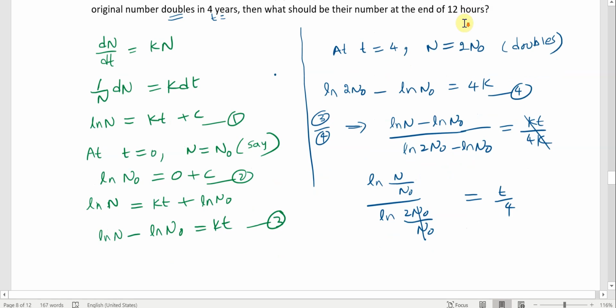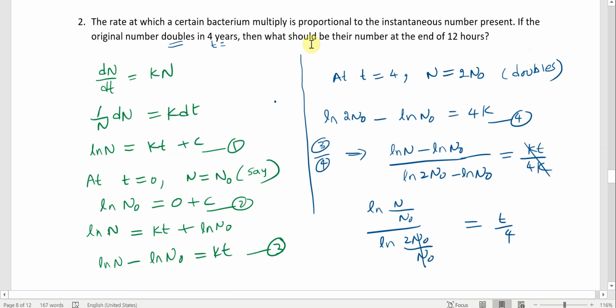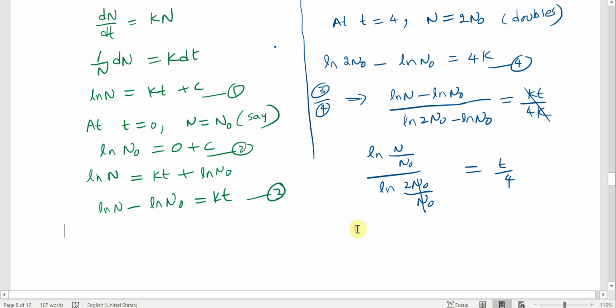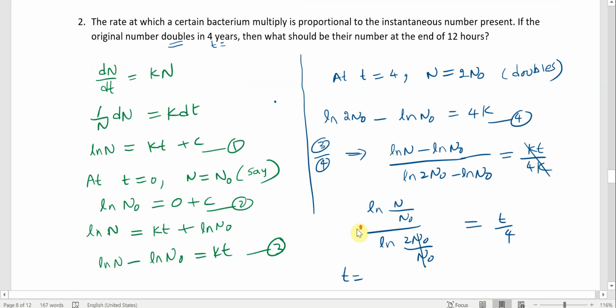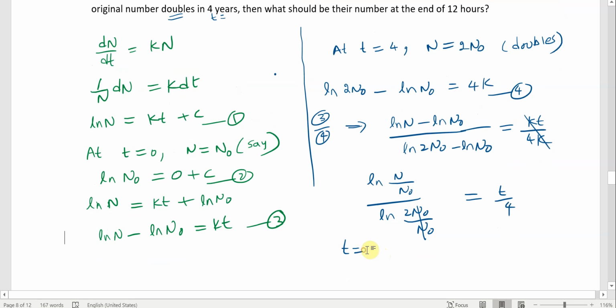Let us read the question again. Then what should be their number at the end of 12 hours? So this is the time t given, and we need to find n. So given time is 12 hours. So take time t equals 12. How much is n?